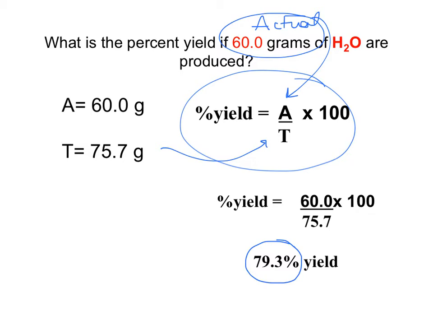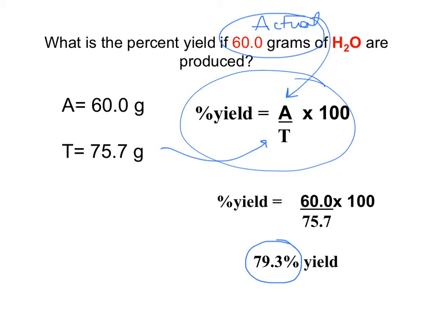You can never have more than 100% yield. So be very careful with that. That would be a clue that you've done something wrong in your calculation. And if you think about 79%, look at that in terms of a grade. It's not great. We want to get as close to 100 as possible in terms of our yield.